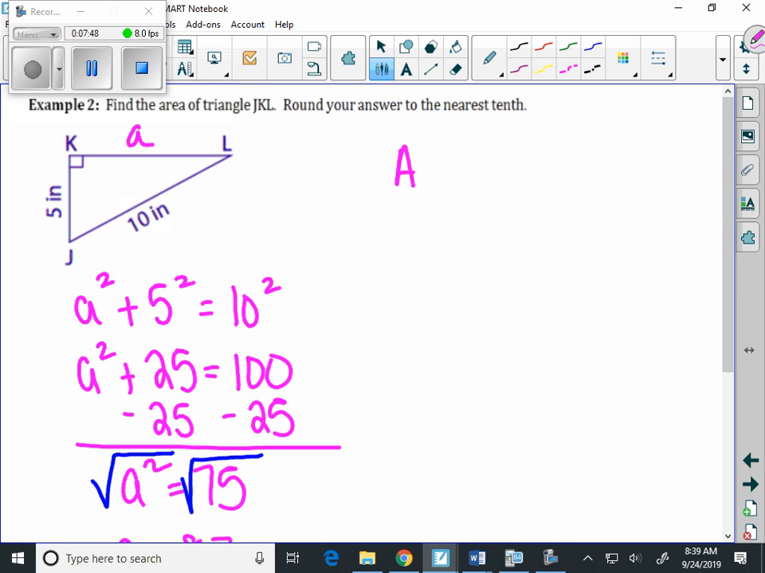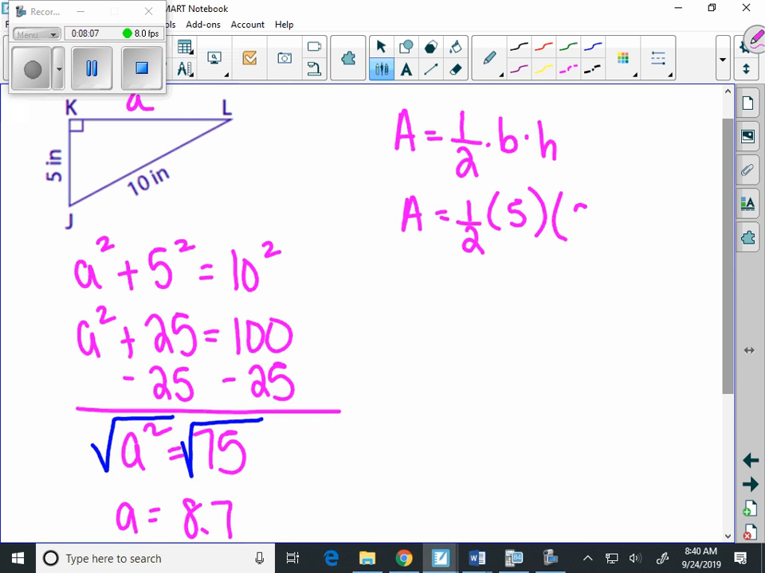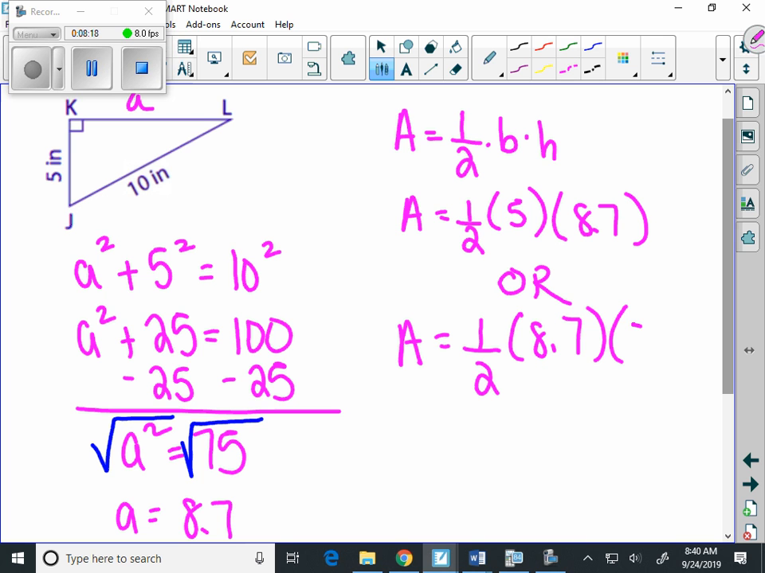Now we needed that value because we're going to fill in our formula: A equals 1/2 times the base times the height. And now we can fill it in because our base, depending on how you look at it, is 5. Our height is 8.7. Or, by the way, you might have looked at it as 1/2 times 8.7 times 5. Maybe you said the height was 5. It won't make any difference the way you multiply it on your calculator.